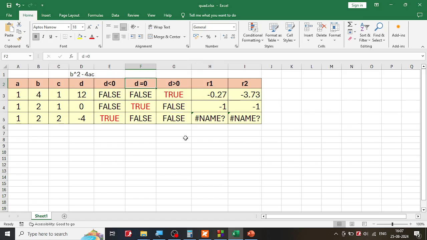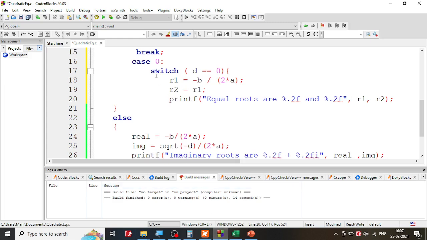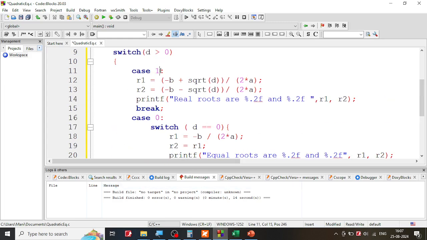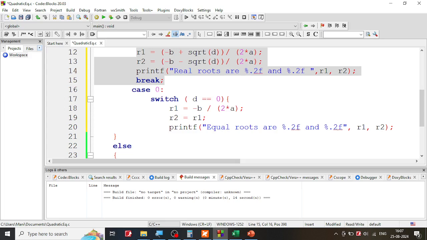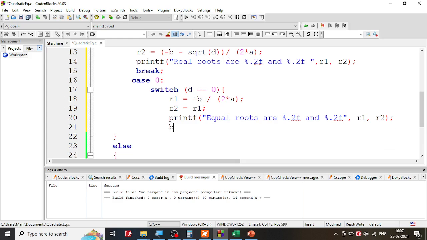So this time again, I'm not going to write one more switch statement. If it is greater than 0, then roots are real and distinct. If it is not, then you check further. Then two possibilities are there: either it is equal to 0 or less than 0. What is left over now is, I'm going to put just a break statement here.